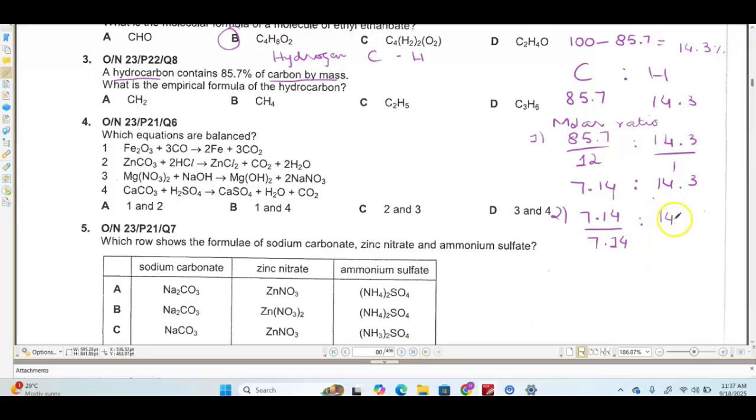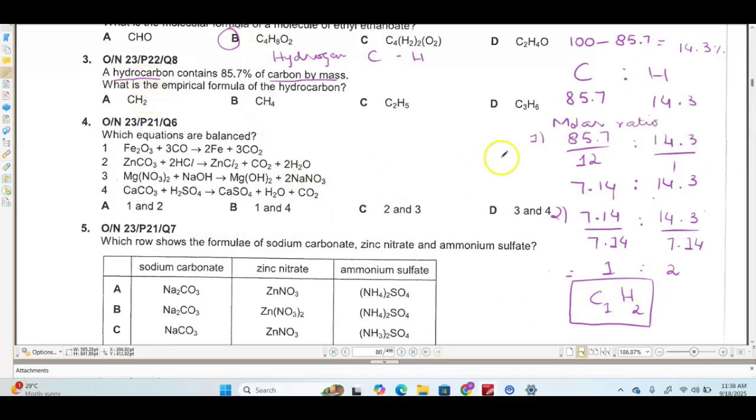Because sometimes there are 3 or 4 elements as well, whose empirical formula you have to find. Okay. So we are going to divide both the molar ratios with the smallest molar ratio. So the answer that we are going to get is 1 over here obviously and 2 over here. So now 1 is for carbon and 2 is for hydrogen. That is how we have found the formula of this hydrocarbon.